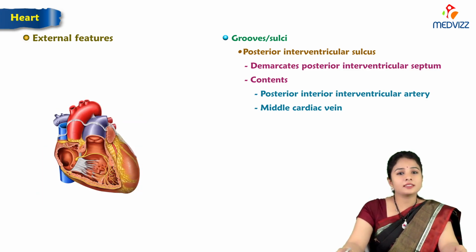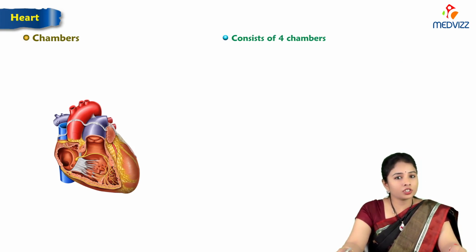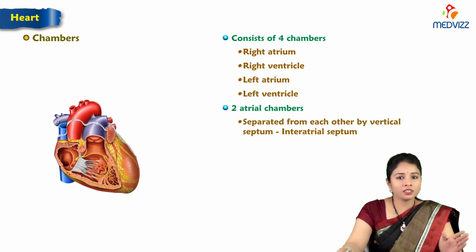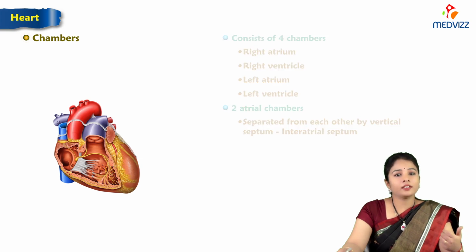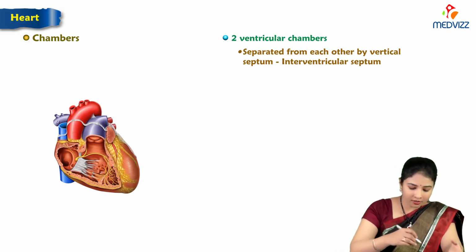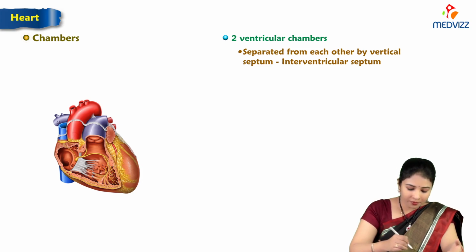Now let us discuss the chambers of the heart. We already know that the heart consists of 4 chambers: right atrium, right ventricle, left atrium and left ventricle. There are 2 atrial chambers which are separated from each other by the interatrial septum, and the 2 ventricular chambers are separated by the interventricular septum. So here the heart is dissected from the right side, where we can see the right atrium and the right ventricle, and here the septum is the interatrial septum.